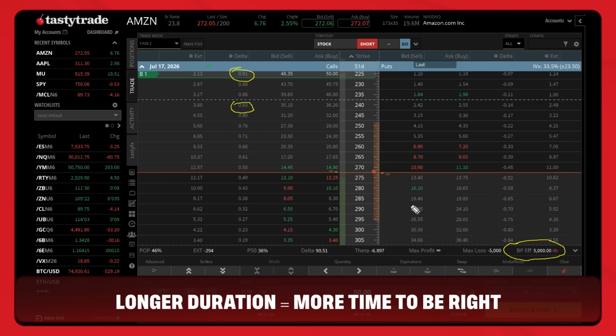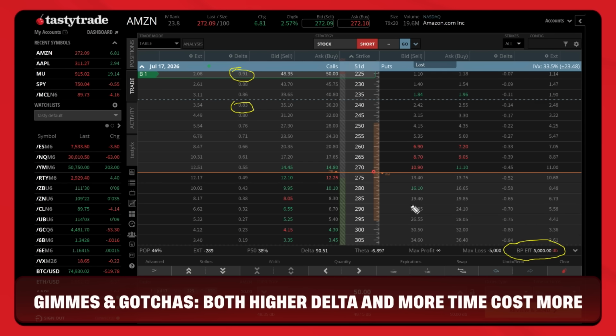Okay, that's the gotcha, but what's the gimme? Well, the gimme is I have more time to be right. The gimme is I have more time to be correct on this position. And so when it comes to a deep in the money call option to be a substitute or serve as a substitute for long stock, you're going to have to make a decision. Deltas and duration. Generally speaking, deltas 80 or above make a lot of sense.